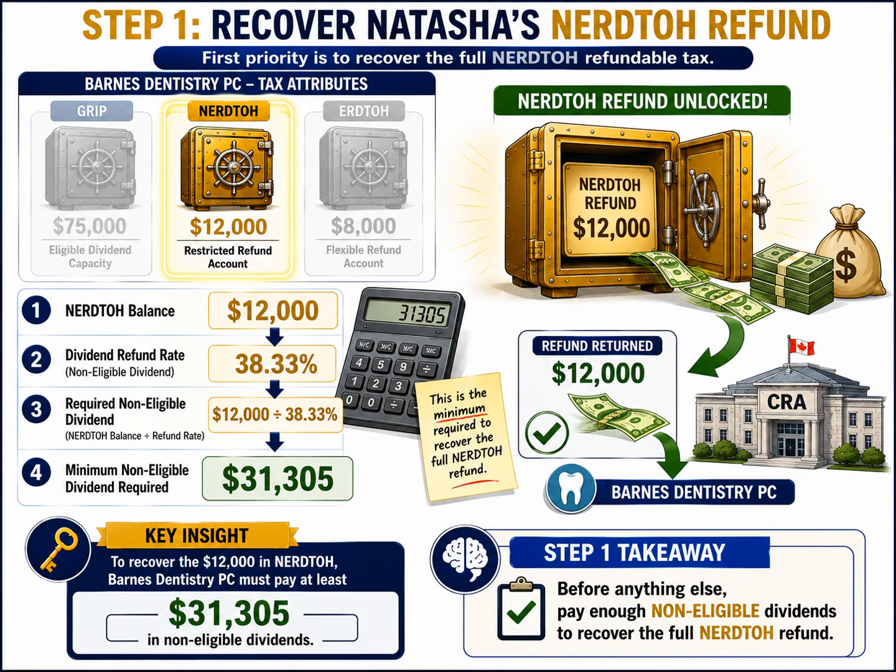Once the required non-eligible dividend has been calculated and the refund is secured, we can move on to the next stage of the strategy. In the next slide, we'll determine how to use NERDTOH's remaining dividend requirement, GRIP balance, and ERDTOH account to maximize tax efficiency and minimize personal tax.